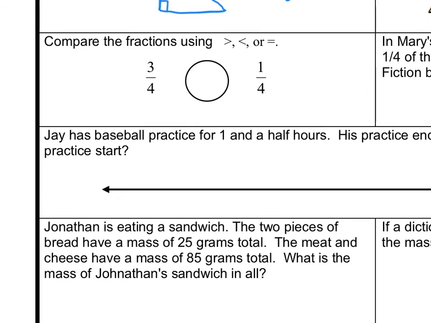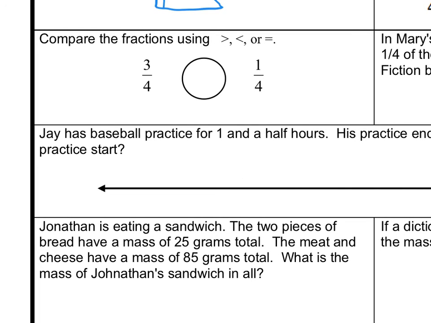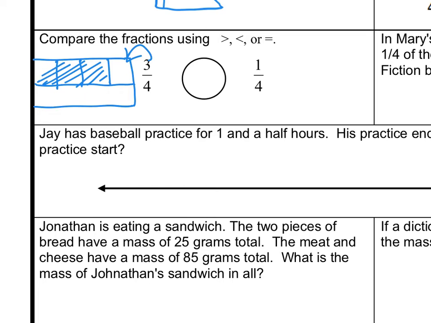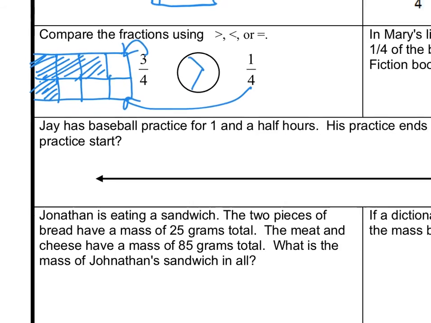All right, compare the fractions using greater than, less than, or equal to. We know we're supposed to do stacked rectangles. It's our proof that we're right. On the top one, we're going to do 3/4. That means split it into 4 equal pieces. And we get to color in 3 of them. On the bottom, we're going to do the 1/4, so still fourths. Just color in 1. Now it's clear to see that 3/4 is greater than 1/4.